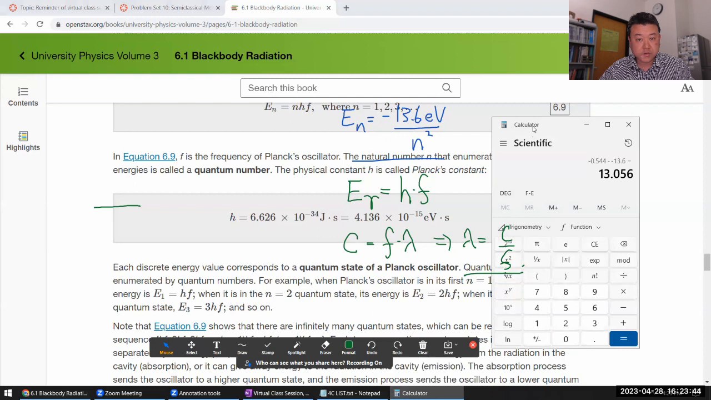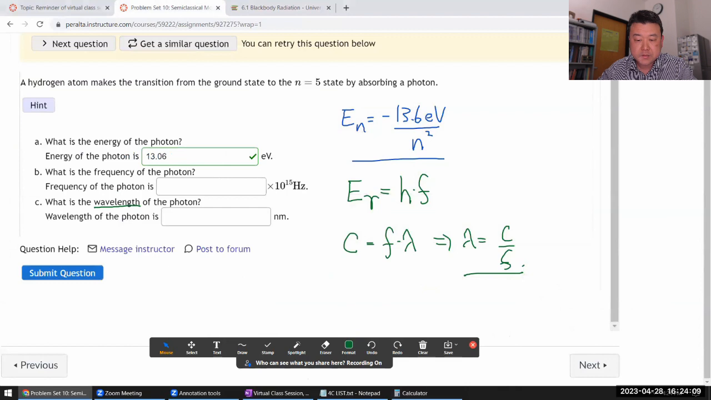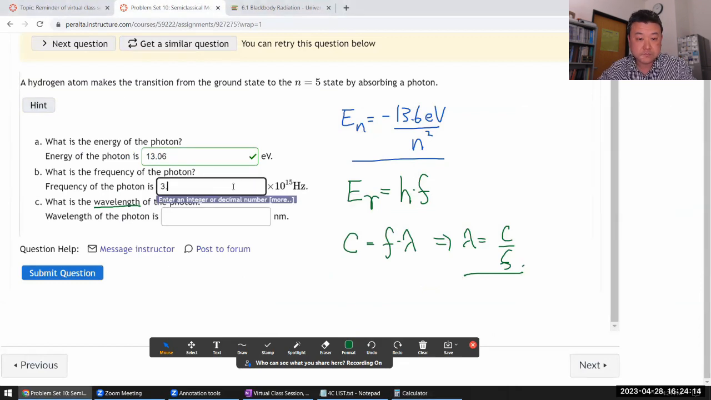So energy, 13.056 eV. I divide it by Planck's constant, 4.136 times 10 to the power of minus 15 eV times second, which will give me 1 over second as the final unit. And it's 3.16 times 10 to the 15. I think 10 to the 15 was already there, yeah. So 3.16 times 10 to the 15 hertz.